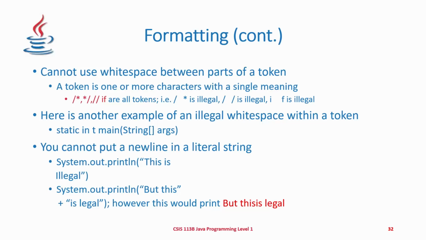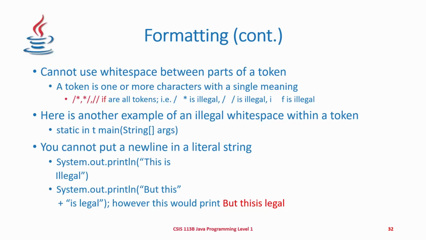Now, you cannot use white spaces between parts of a token. So a token is one or more characters with a single meaning. So the examples that we use here, as previously we were talking about, if you want to use comments, you need a slash asterisk, or to close the multi-line comment, it's an asterisk slash. So you wouldn't be able to put spaces between the slash and the asterisk. That would throw an error.